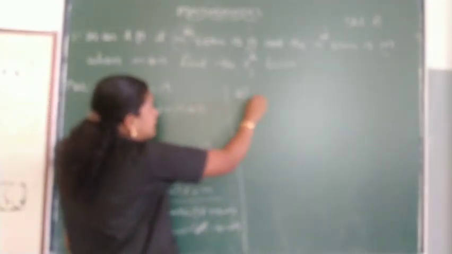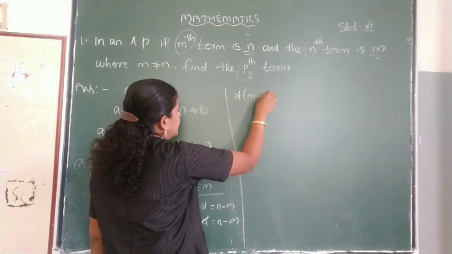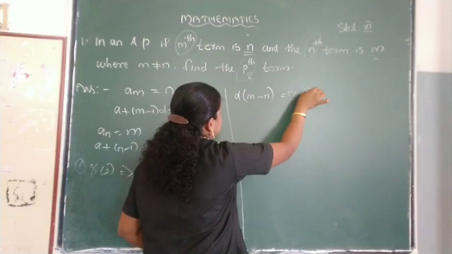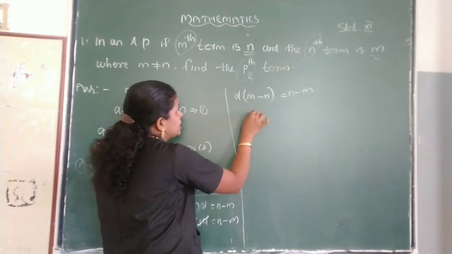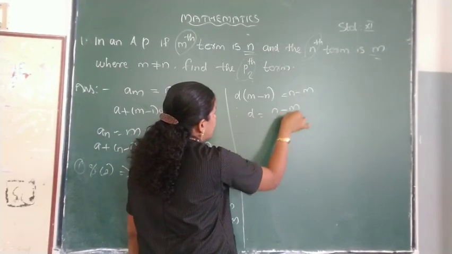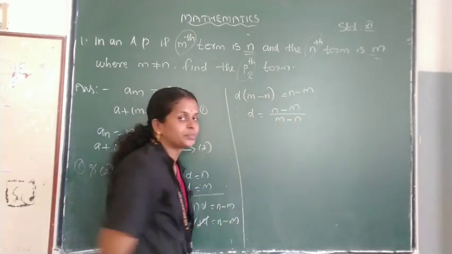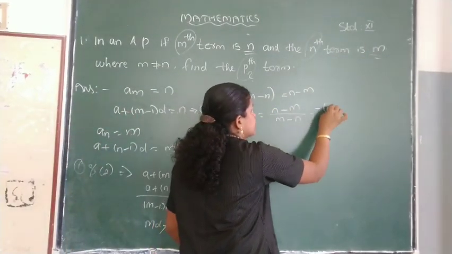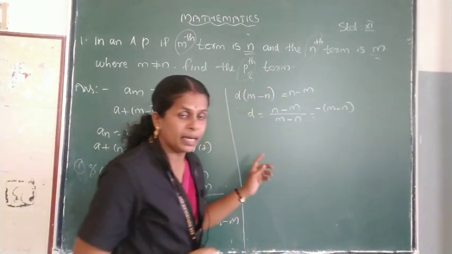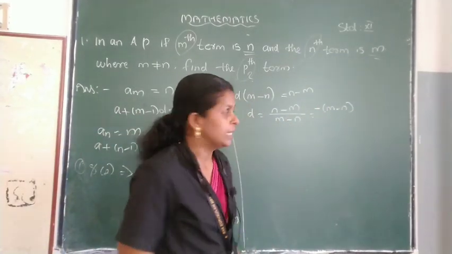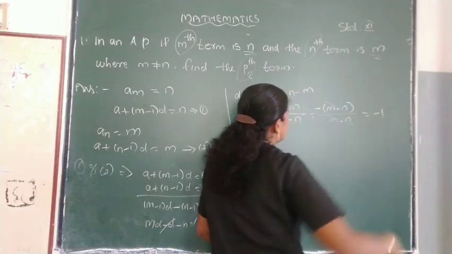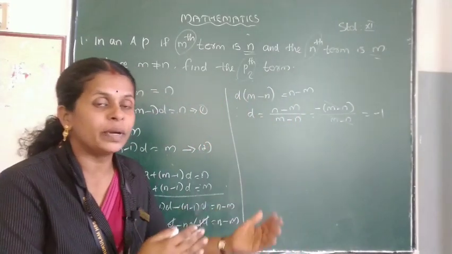Then from this we can take d outside, and inside is m minus n. So d into m minus n is equal to n minus m. Therefore d is equal to n minus m divided by m minus n. So n minus m we can write as minus of m minus n, divided by m minus n. So m minus n is cancelled, and we get d equal to minus 1. That is the common difference.